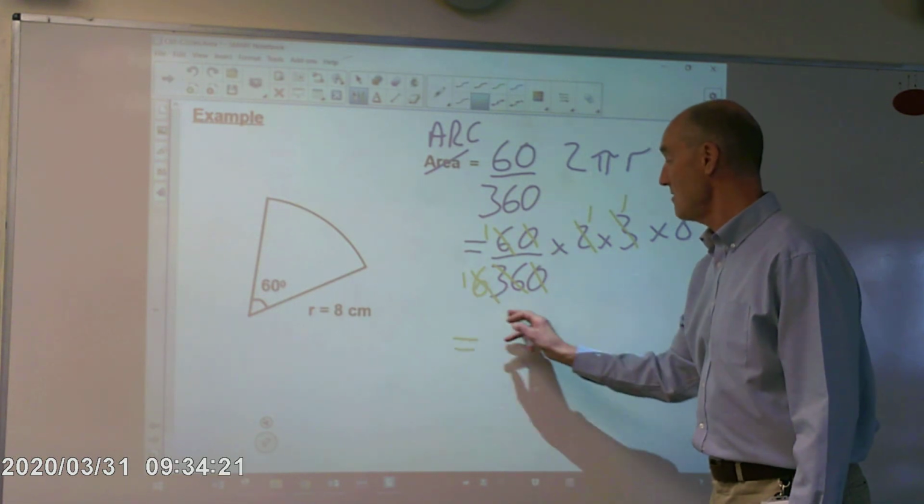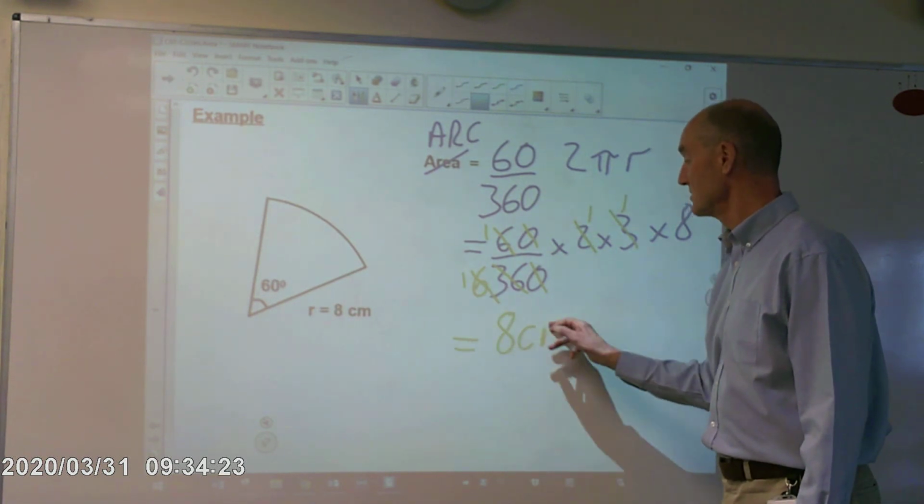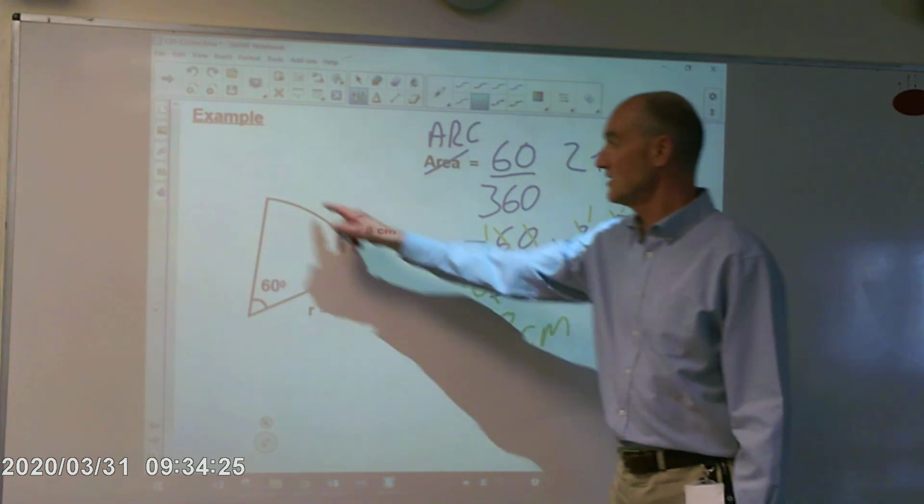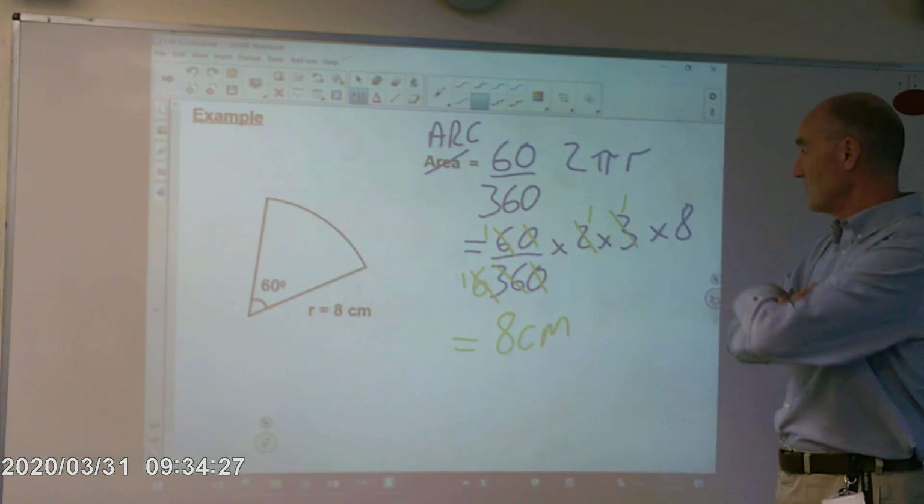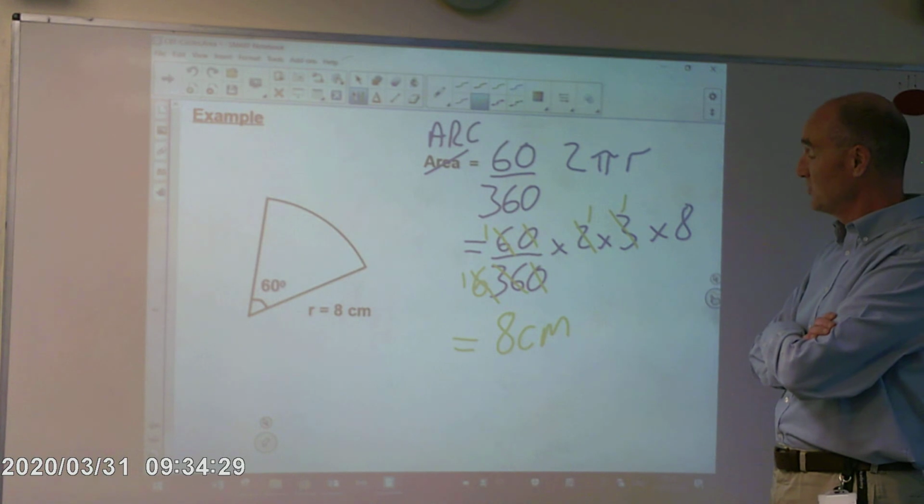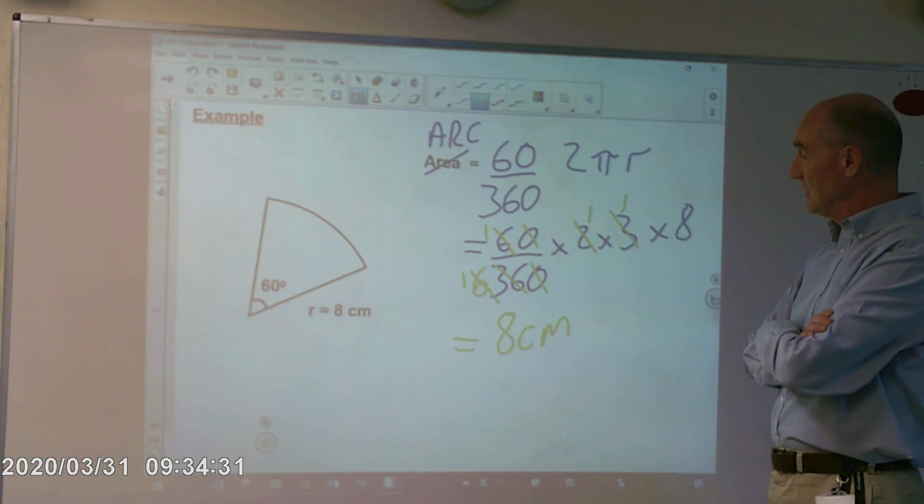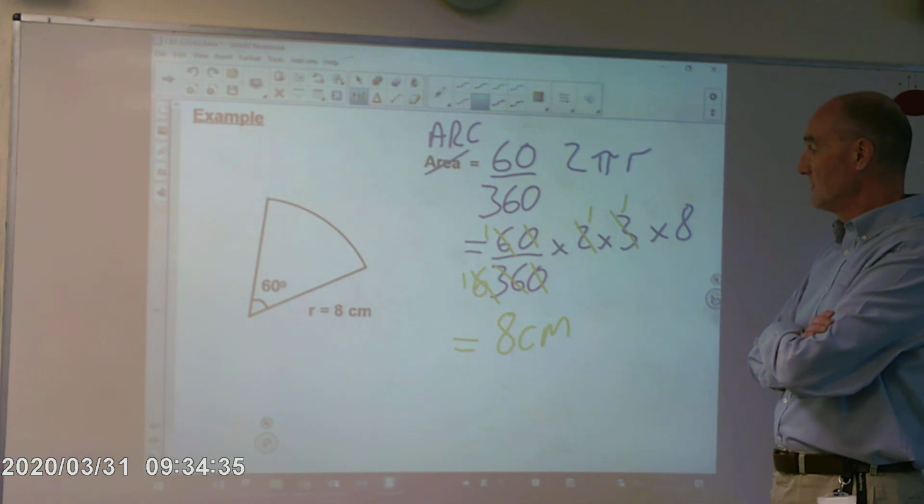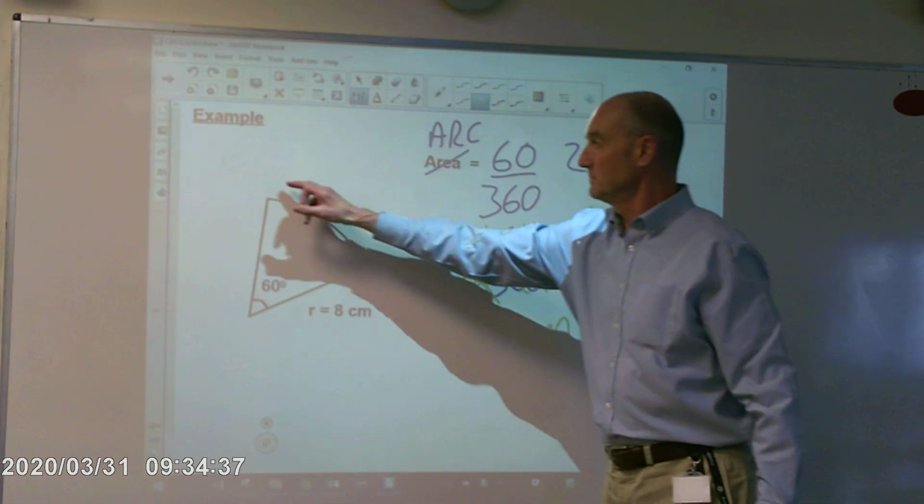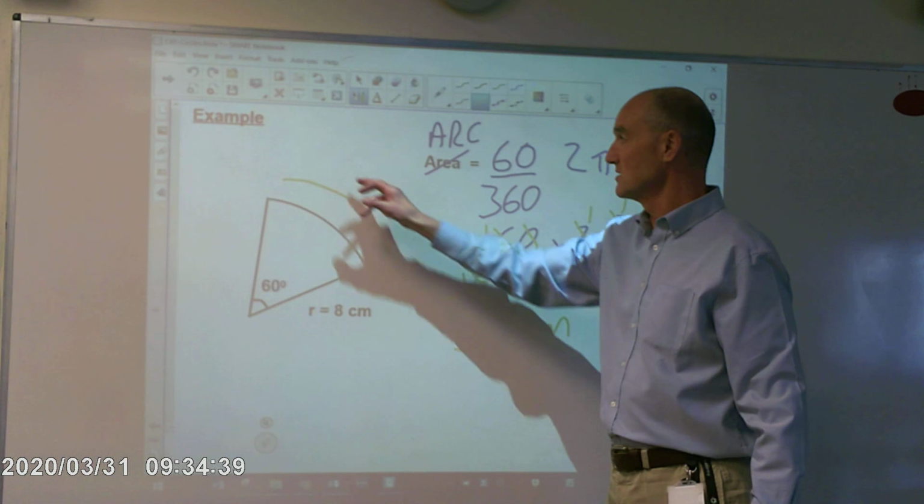So our arc length is 8 centimetres. The length of this arc is going to be 8 centimetres. Let's just check those calculations and make sure I'm right. I'm sure you'll tell me if I'm wrong. 60 over 360. Yep, that looks right. But that's my arc length. My arc length is 8 centimetres.